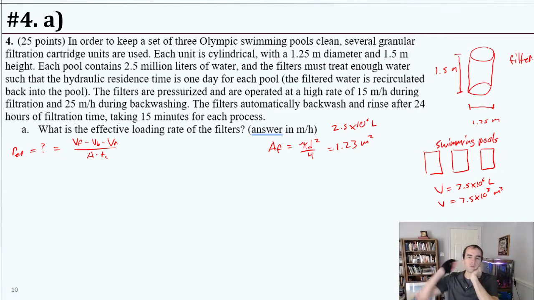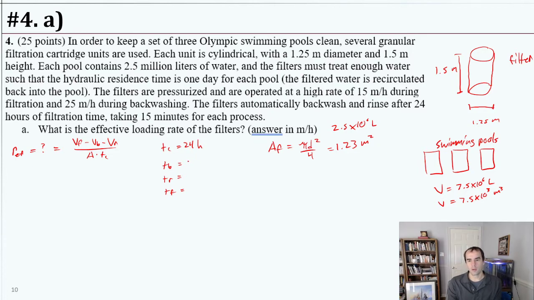Okay, then our cycle time, TC, is 24 hours. Let's go ahead and write out the time for the backwash, time for the rinse, and the time for the filtration, because we're going to need all those to calculate the volumes. So the time for the backwash, that was 15 minutes. I'm going to convert to hours. It says 15 minutes for each process, right? So 15 minutes for backwash and 15 minutes for rinse. There's no mention of air purge, so nothing to do with air in this system.